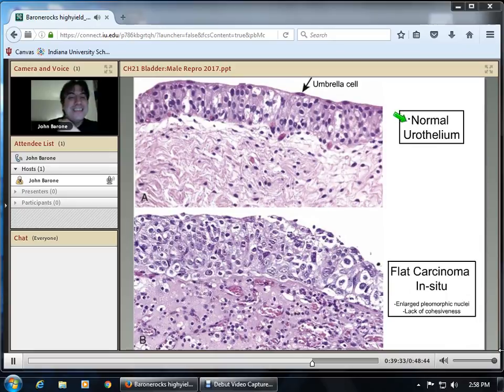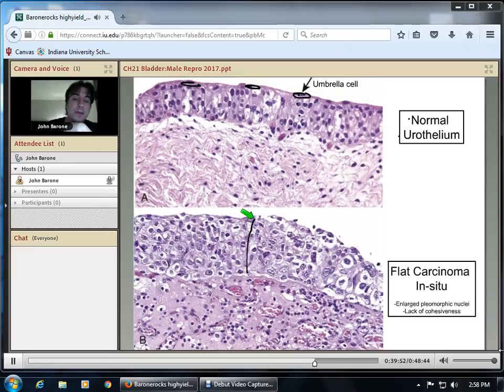All right, now let's take a look at the flat lesions. Here's the normal urothelium. Again, you should have 5 or 6 cells, 1, 2, 3, 4. And then on the top should be a flat umbrella cell. Beautiful, flat umbrella cells, flat cells on the surface. So this is what normal urothelium looks like.